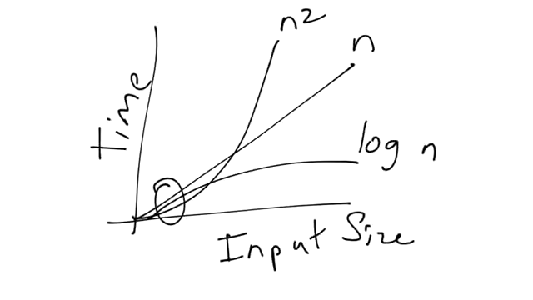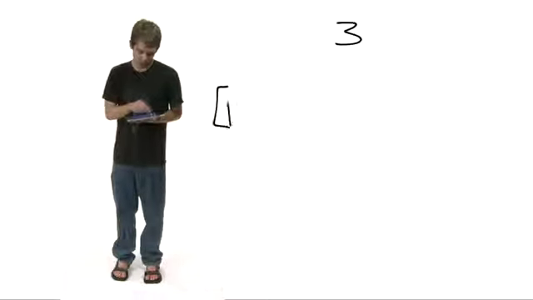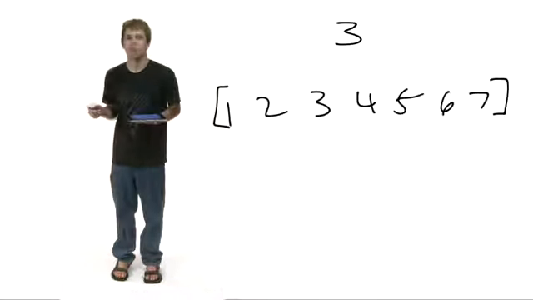An example of an algorithm that runs this quickly is the classic binary search algorithm for finding an element in an already sorted list of elements. If you don't know what binary search does, I'll explain it for you really quickly. Let's say we're looking for the number 3 in this array of integers.